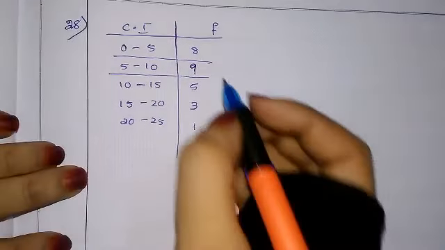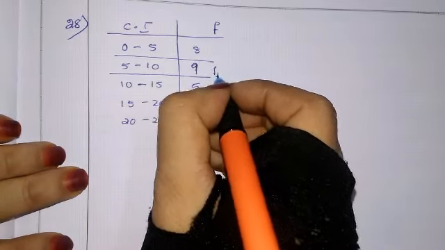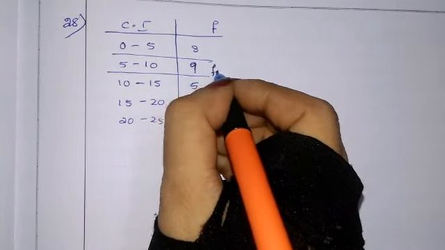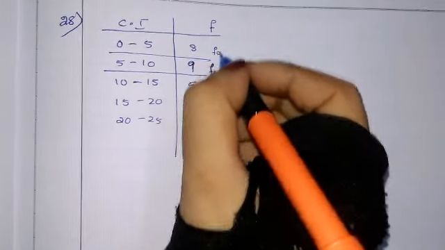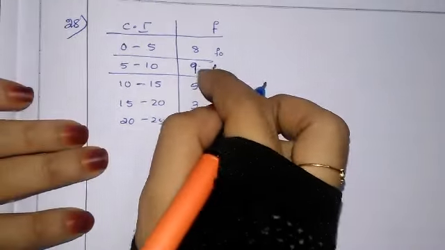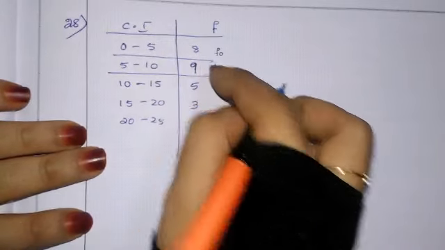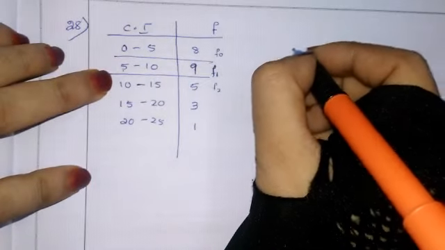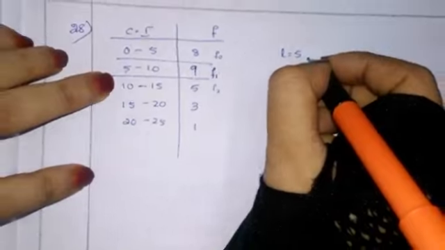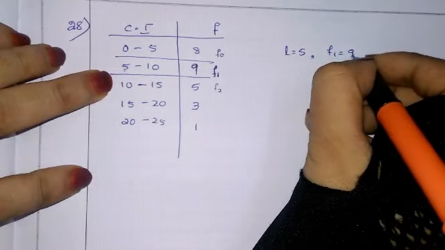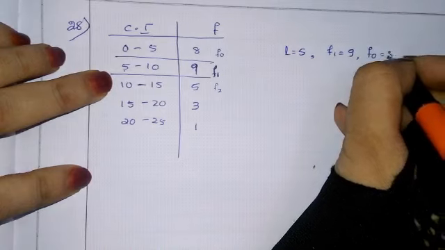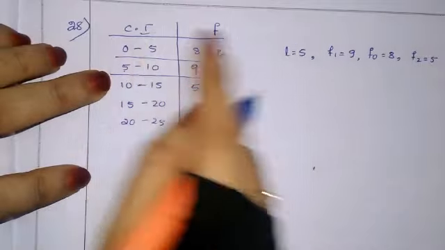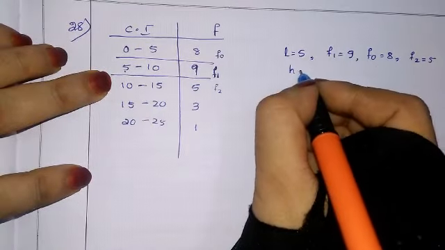Now we know that this is F1. I have told you in my previous video also, the highest frequency is F1, above is F0 and below is F2. Let us write, and L is the lower limit of the same class. L is equal to 5. F1 is equal to 9, F0 is equal to 8, F2 is equal to 5 and the size of the class interval H is equal to 5.